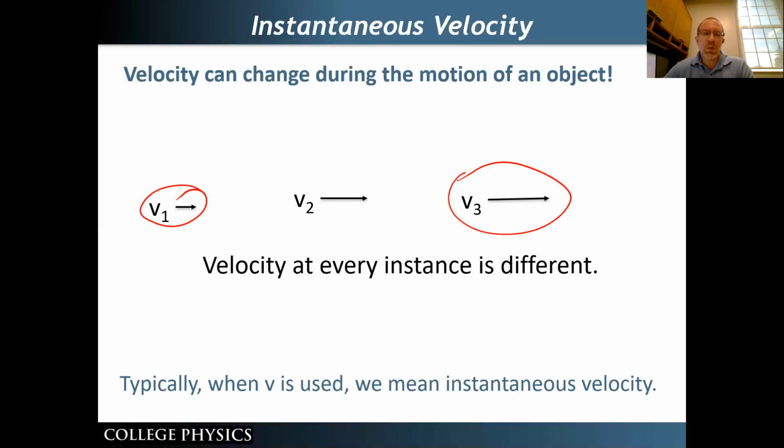But typically, when we talk about velocity, we're talking about instantaneous velocity rather than average velocity. So a velocity at some specific moment in time. This is definitely true when we've got an object whose velocity is changing. If we're talking about velocity, we're talking about maybe the initial velocity or the final velocity, or maybe the velocity at some moment in between.